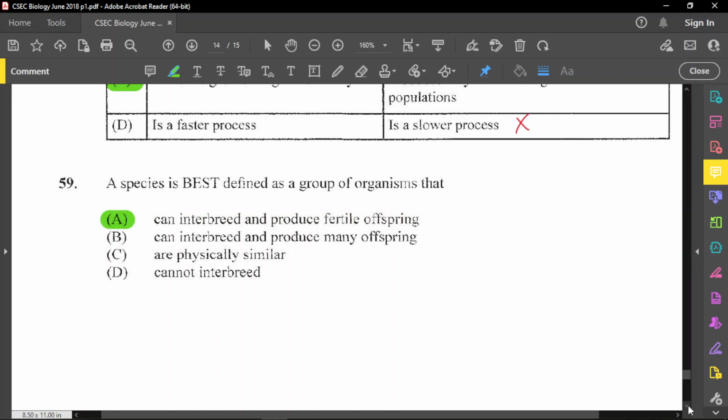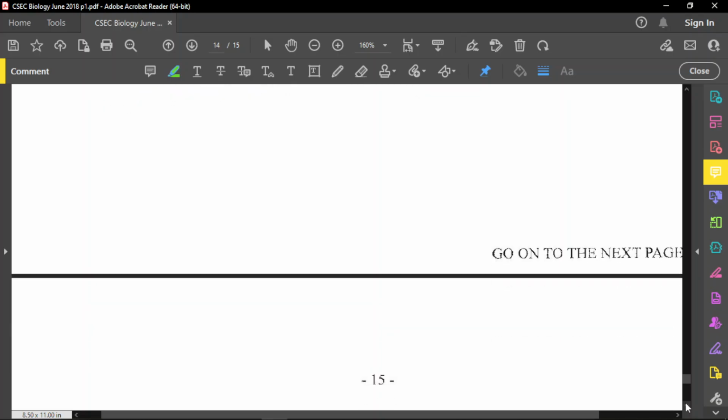And now for 59, a species is best defined as a group of organisms that, and this is a repeat question as well, can interbreed and produce fertile offspring. And even in paper 2, we talk about species quite a lot. All right, so that question is supposed to be easy for all of us.